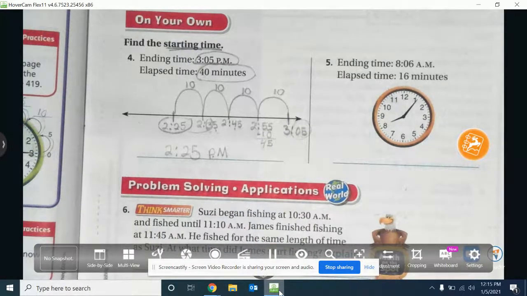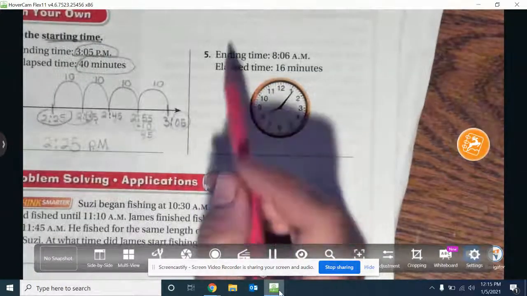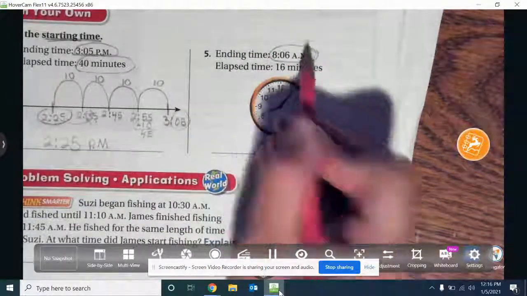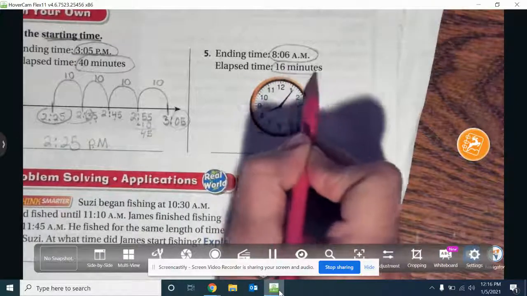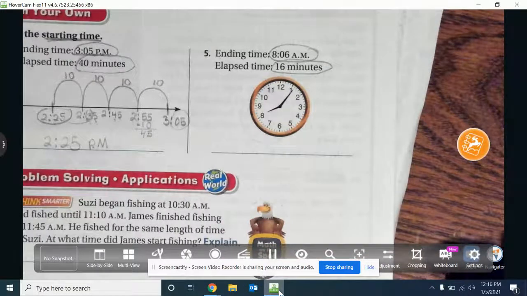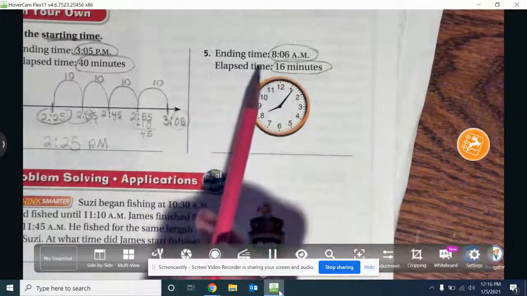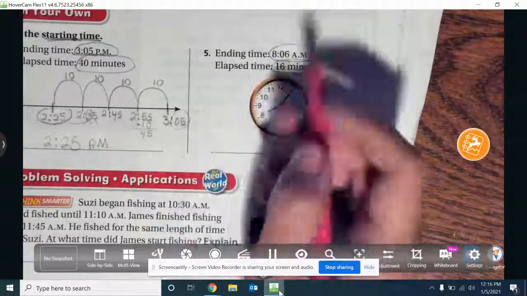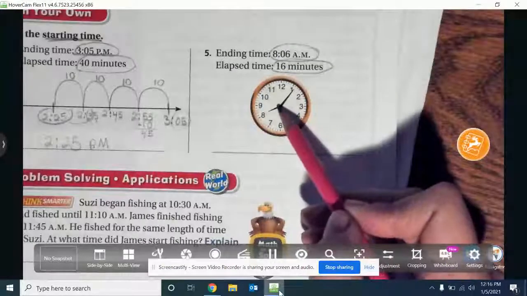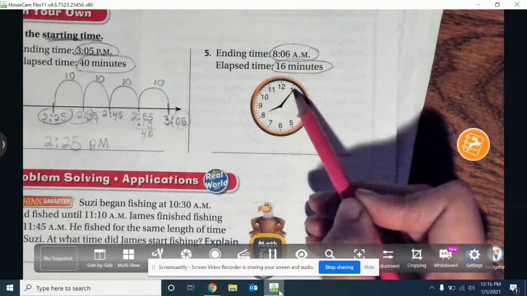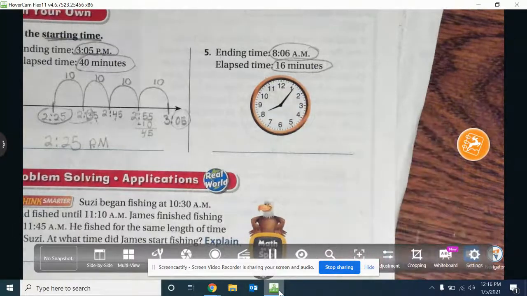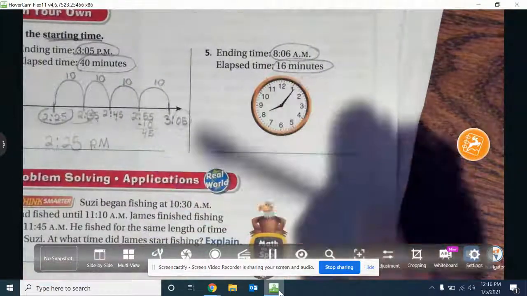All right, number 5. Ending time. It ended at 8:06 a.m. and only 16 minutes went by. So here we're going to count backwards but using the clock. So the end time is 8:06. That's what this is pointing to. 8:06. Now from this, we need to count 16 minutes. Why? Because 16 minutes went by.